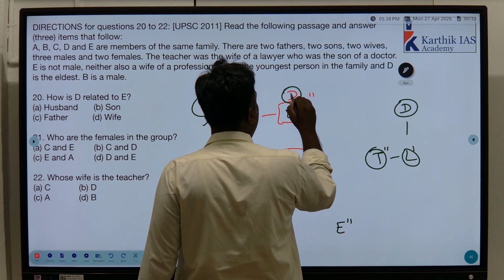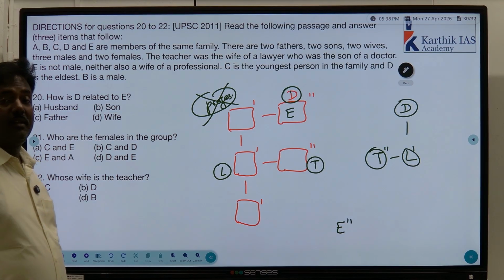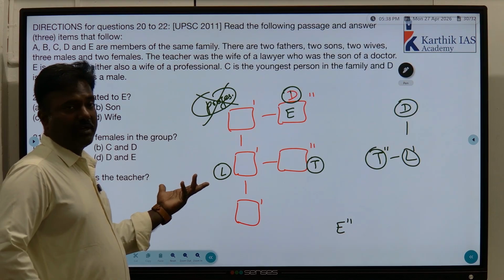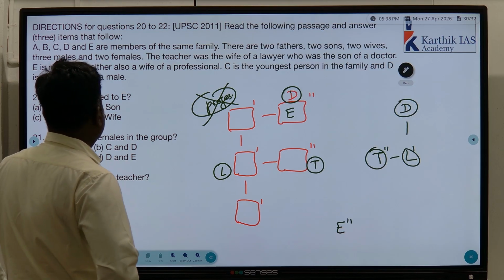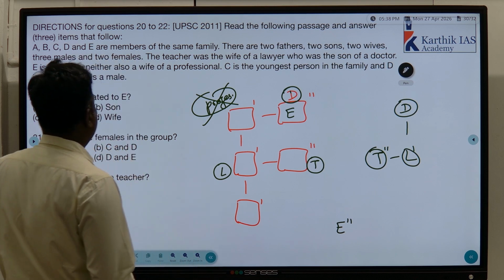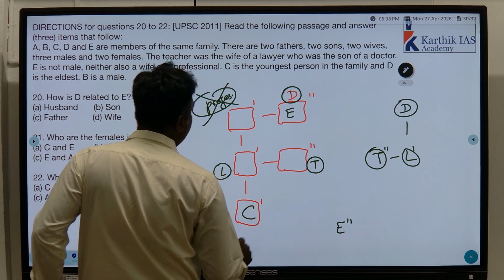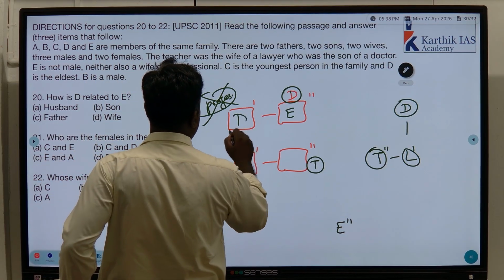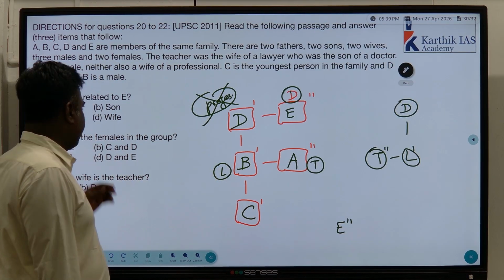We should not get assumption like, so obviously doctor it should be a father. You should not think like that. He may be a landlord or he may be unemployed also. Nothing wrong in it, right? That's where the confusion. E. Then B is a male. Understand? C is the youngest person in the family. So C will come here. D is the eldest person in the family. So D will come here. B will come here. So A will come here. Understand? B is a male.